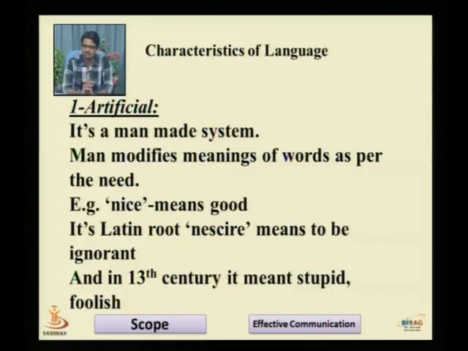Before we start with the characteristics of language, I must say, how would you define the term language? Can you think about the term language? What's your definition for the term language?